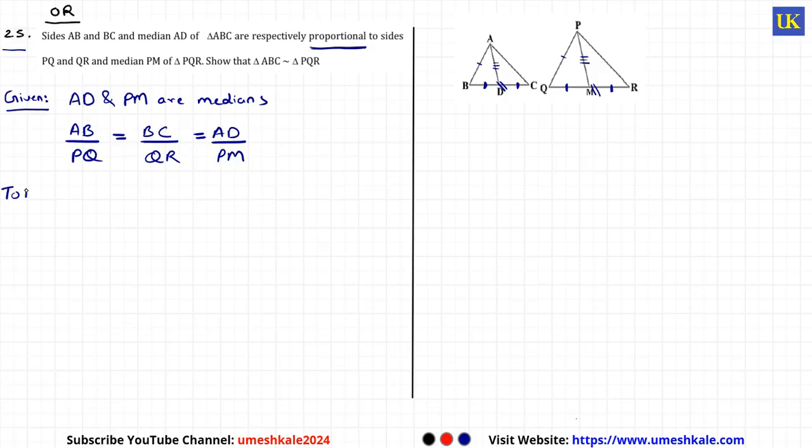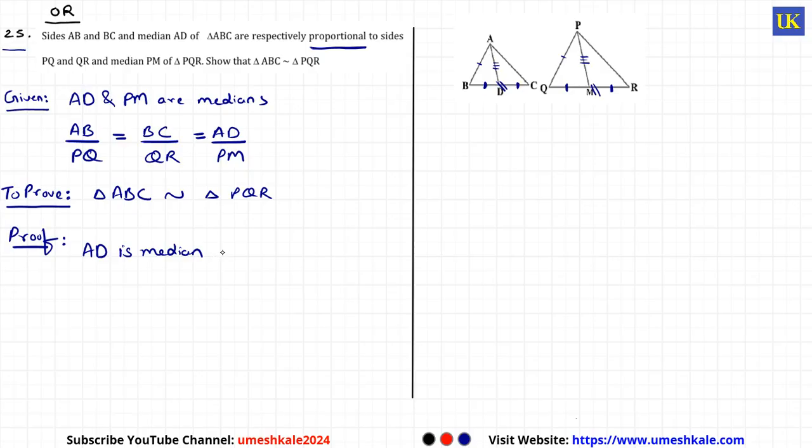Now what we have to prove? We have to prove that the main triangle ABC is similar to the triangle PQR. Now the proof part. Now we will take this median AD first and we will start. So AD is a median.